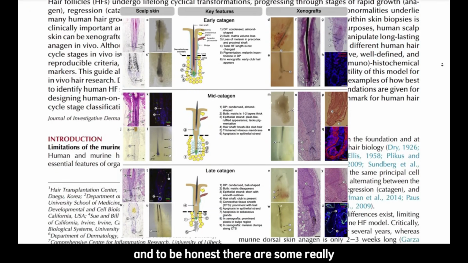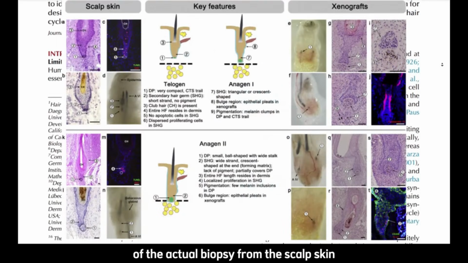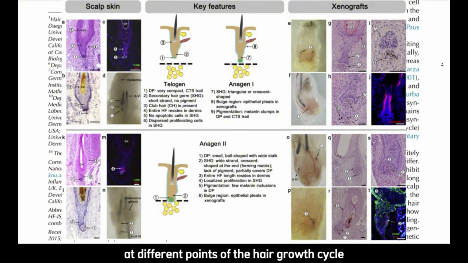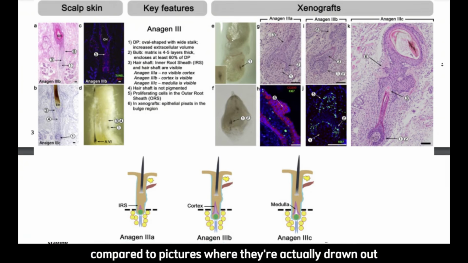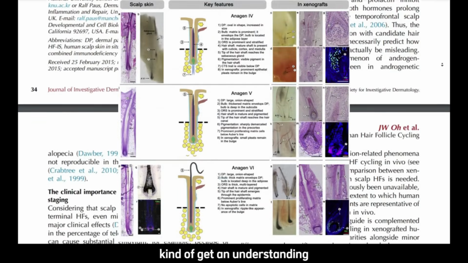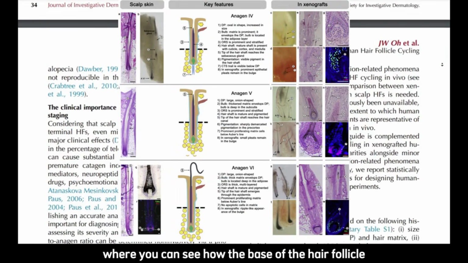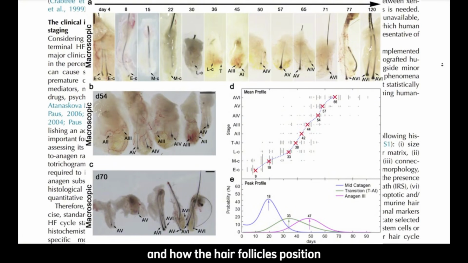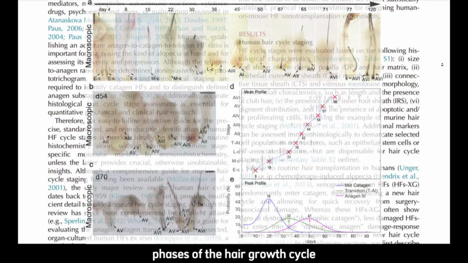And to be honest, there are some really nice pictures and images of the actual biopsy from the scalp skin, where you can see the hair follicles at different points of the hair growth cycle, along with some anatomical structures that are pointed out from the biopsy compared to pictures where they're actually drawn out, so you can kind of get an understanding about what you're looking at, right? And it's in these studies where you can see how the base of the hair follicle, known as the dermal papilla, detaches the hair shaft and how the hair follicle's position changes within the skin layers throughout the different phases of the hair growth cycle.